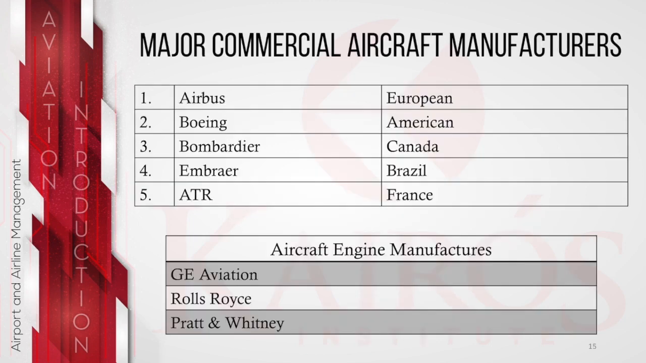Let's move on and take a look at the major commercial aircraft manufacturers. Airbus and Boeing are the big players in the aviation industry who manufacture both narrow-bodied and wide-bodied aircraft. Airbus is European, Boeing is American. Bombardier, Embraer, and ATR manufacture narrow-bodied aircraft. Bombardier is manufactured in Canada, Embraer is Brazilian, ATR is again French.